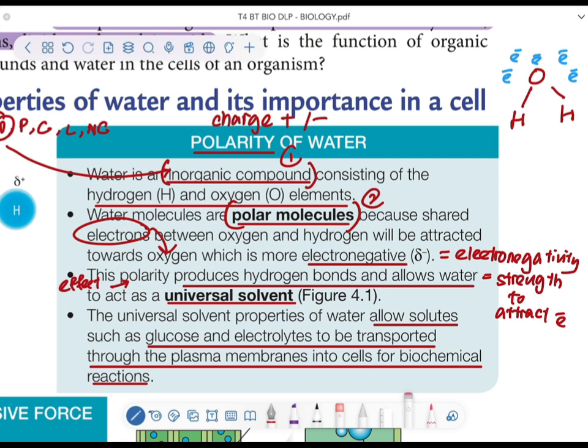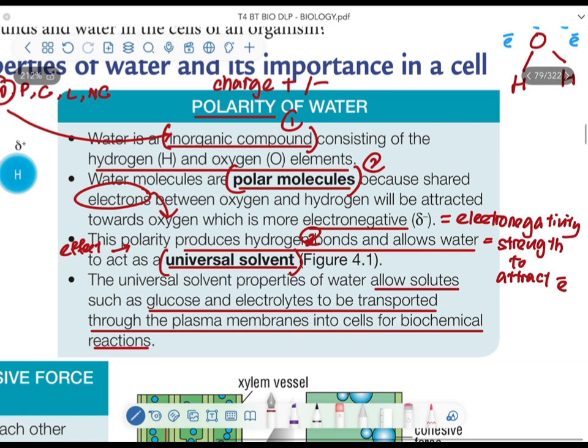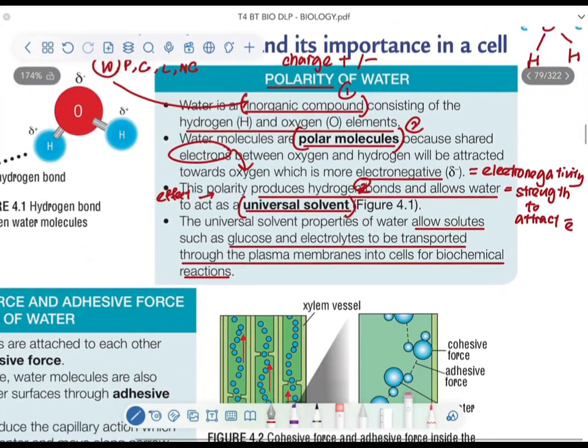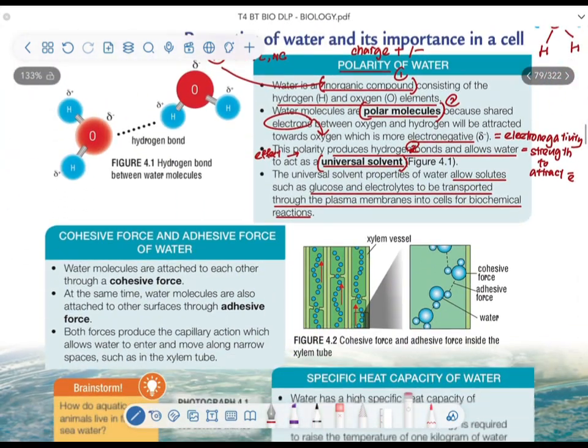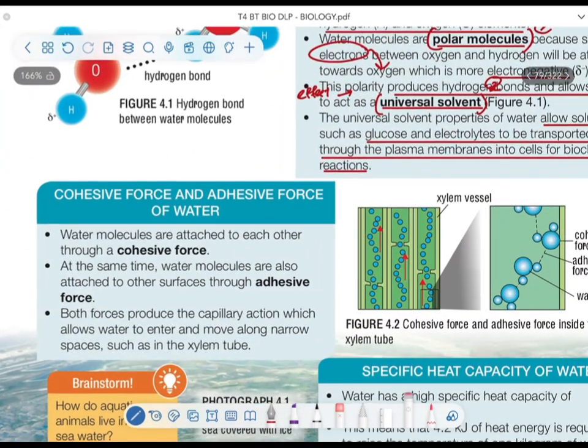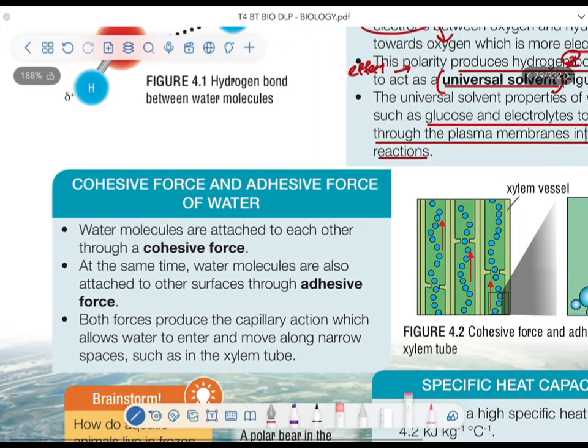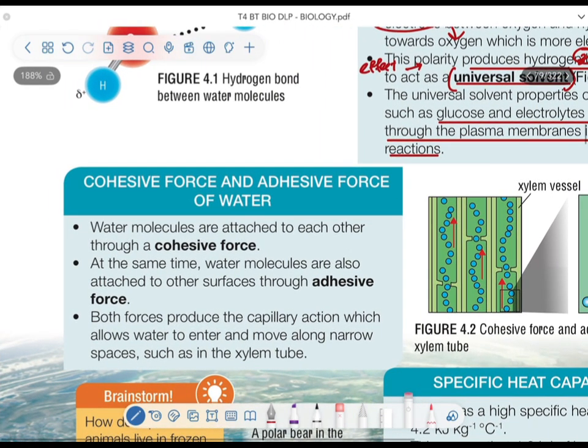So the third point you need to remember is that this polarity causes water to become a universal solvent, which can allow the solute such as glucose and electrolytes to be transported through the plasma membrane into the cells for biochemical reactions. So let's go for the cohesive force and adhesive force of the water.